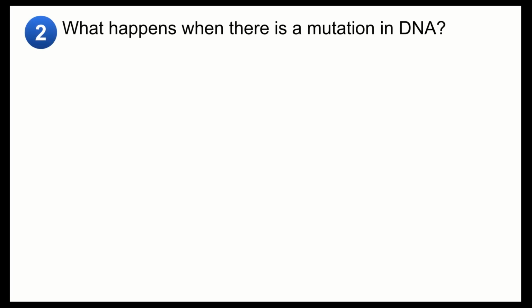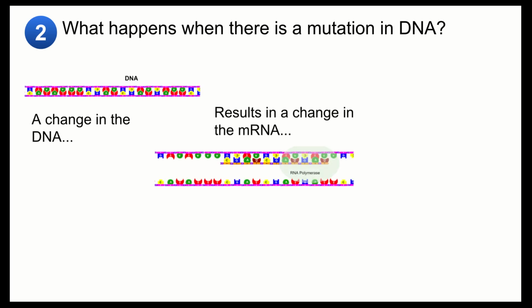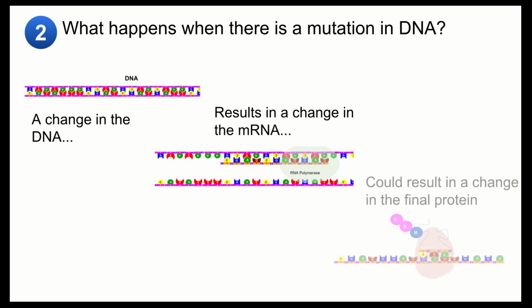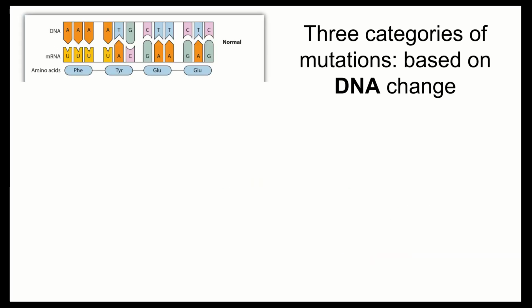Now we're ready for question 2. What happens when there is a mutation in DNA? A change in the DNA results in a change in the mRNA, which could result in a change to the final protein. A change in DNA is what we refer to as a mutation. And so, as you can already start to infer, there will be different effects based on the types of mutations that we see. We assign mutations into 3 categories based on their DNA change.